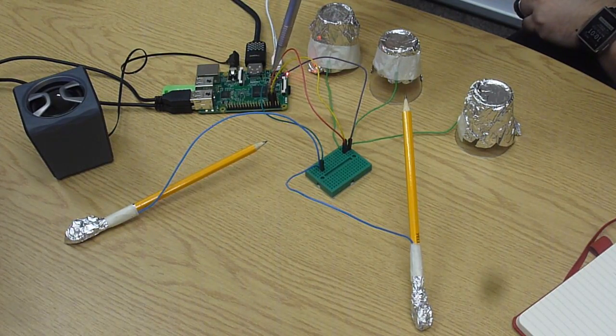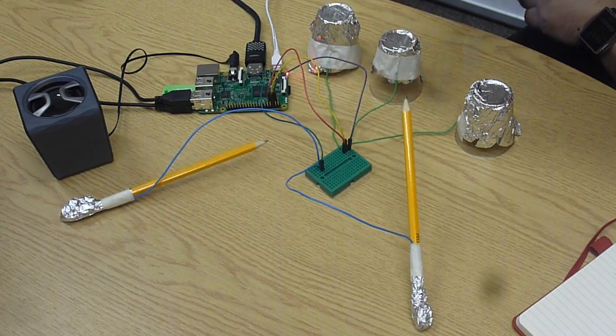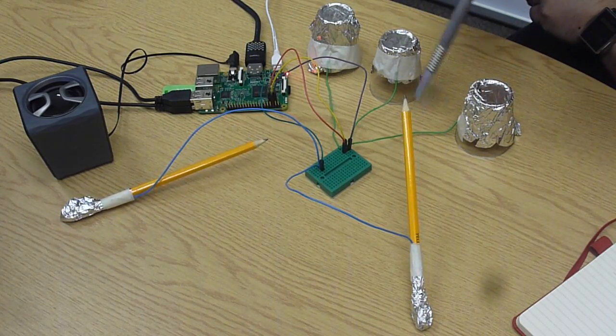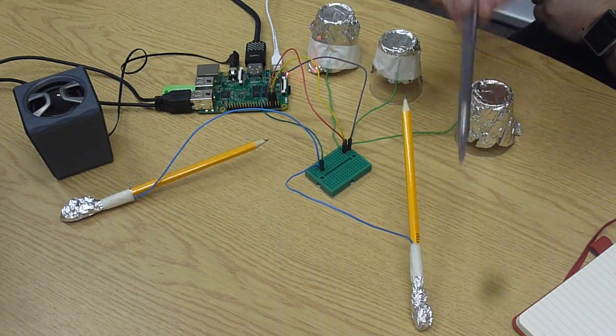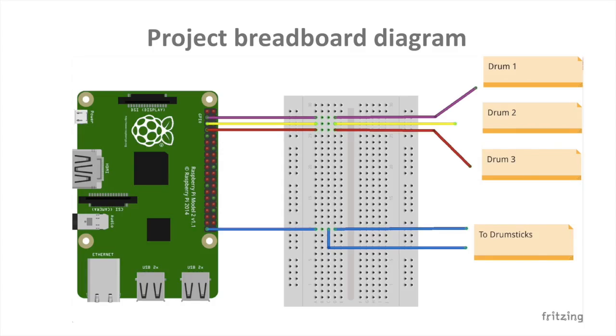On the other side of the GPIO, we can see another wire coming up, which connects to the breadboard, and two drumsticks. These drumsticks are connected to ground, and we'll be using these drumsticks to interact with the drums to produce a sound. Please refer to the diagram for more information. And now, let's start coding.